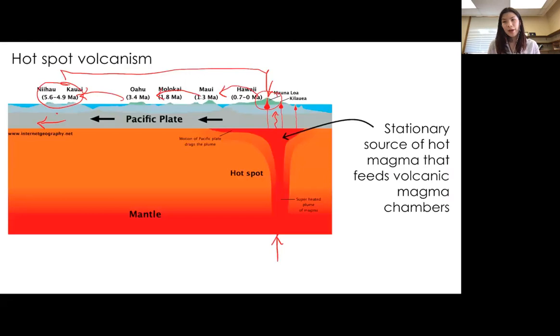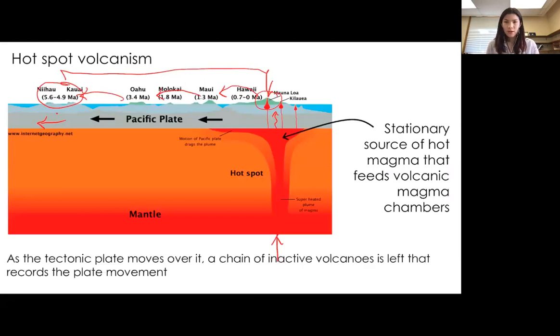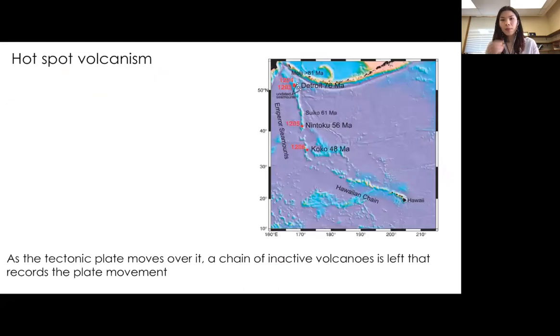So this is one way we can track plate speeds. We can also track the direction of motion. The Hawaiian volcanic chain, when we look at the bathymetry, has an interesting curve to it. It follows a trajectory that goes northwest, and then switches to a west-northwest trajectory, heading up more directly towards the Aleutian Islands.